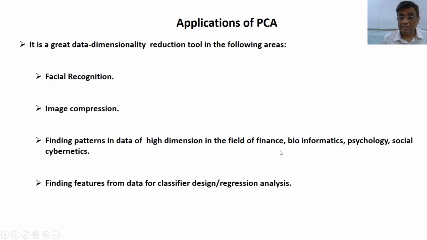In financial data, huge stock market data, for example, bioinformatics data, psychological, social, cybernetics data, all data may be huge, and you may not have a good idea what is important and what is not important. So in the first instance, you just run PCA. That will work. Also, it helps in finding features from data for classifier design and regression analysis. You can just select eigenvectors as features, and then subsequently design your classifier.